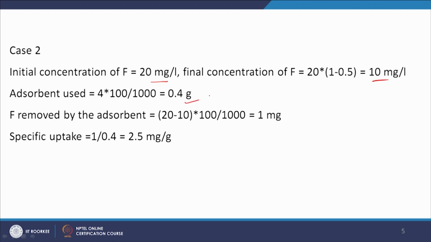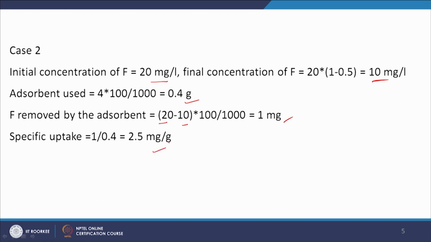So, that is 0.4 gram, and fluoride removed by the adsorbent is equal to 20 initial and finally available 10. So, removed is 20 minus 10 and that is taken up by the adsorbent. So, this is divided by 1000 into 100, that is equal to 1 mg. So, 1 mg fluoride is taken up by 0.4 gram of adsorbent. So, what is the specific uptake? Here 1 divided by 0.4 that is equal to 2.5 mg per gram.